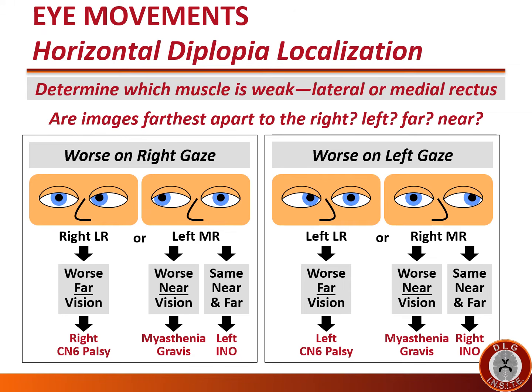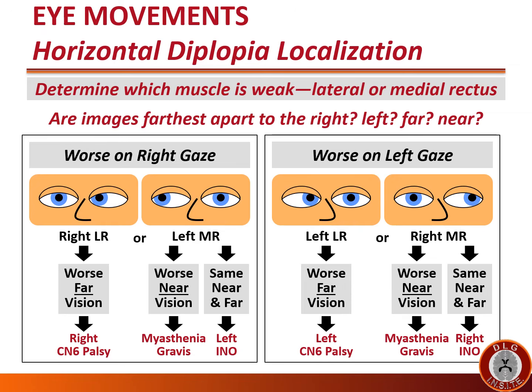cranial nerve 6 palsy. If the images are worse on near vision, that means you have an isolated medial rectus problem that persists even with looking at near objects, even when converging. That does not happen from a cranial nerve 3 problem. So that's an isolated medial rectus problem at all times. Therefore, that's going to be most likely something else, like myasthenia gravis, a neuromuscular junction problem. If the images are the same near and far, then it's actually a left INO. The left medial longitudinal fasciculus has been damaged.